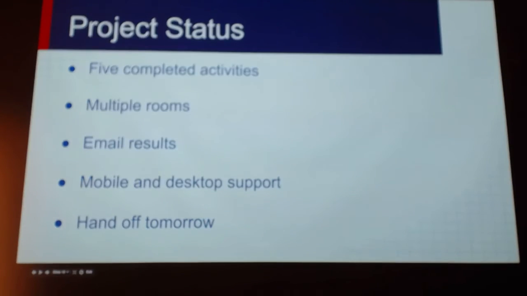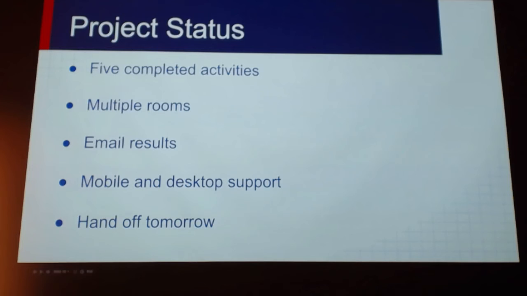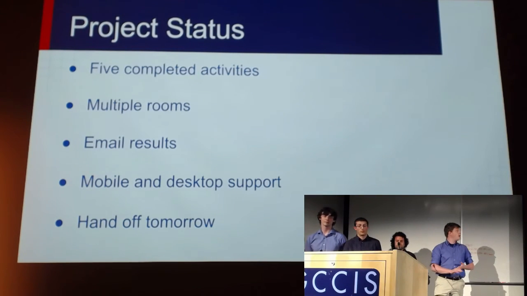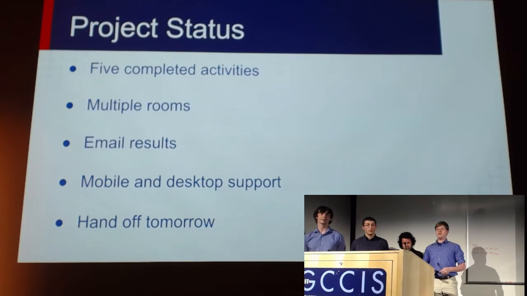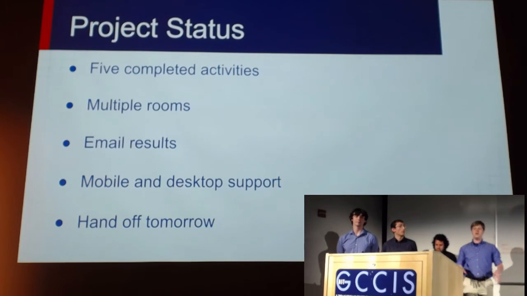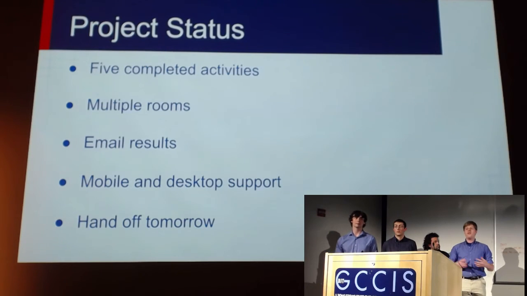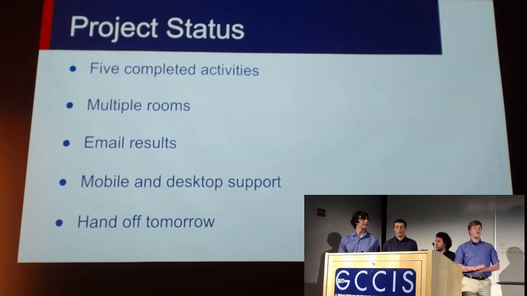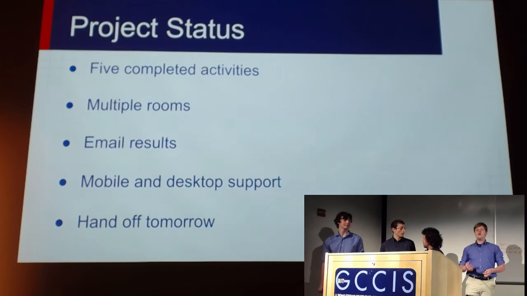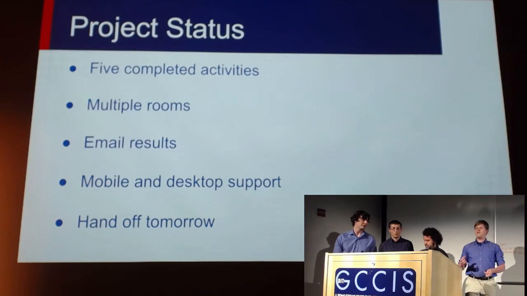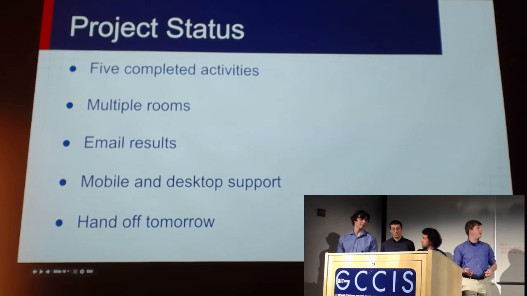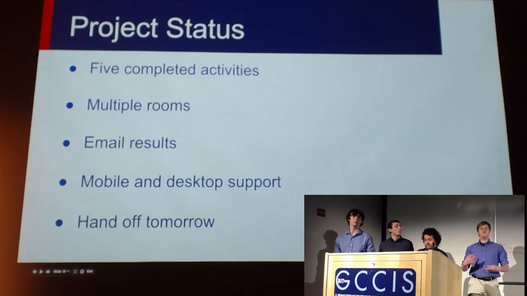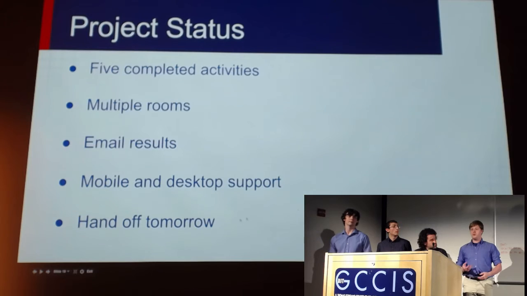There we go. So, the current status of the project is we have the 5 completed activities, most of which you just saw. We have the multiple rooms to allow users to be in different meetings. So you can have a meeting in this room, you can have a meeting over in one of the team rooms, and they're all separate meetings with their own separate set of results. We have the email results. So those of you that participated in the activity should have an email out now with the results of the activities you participated in, an individual email for each activity.